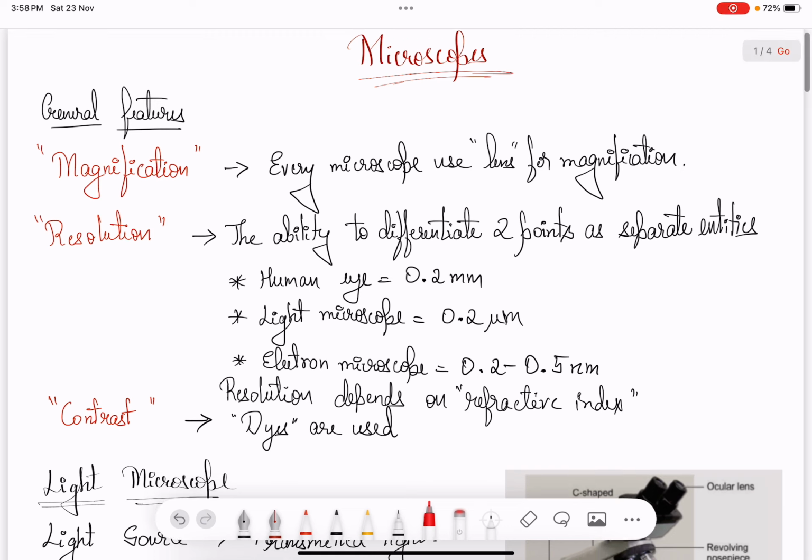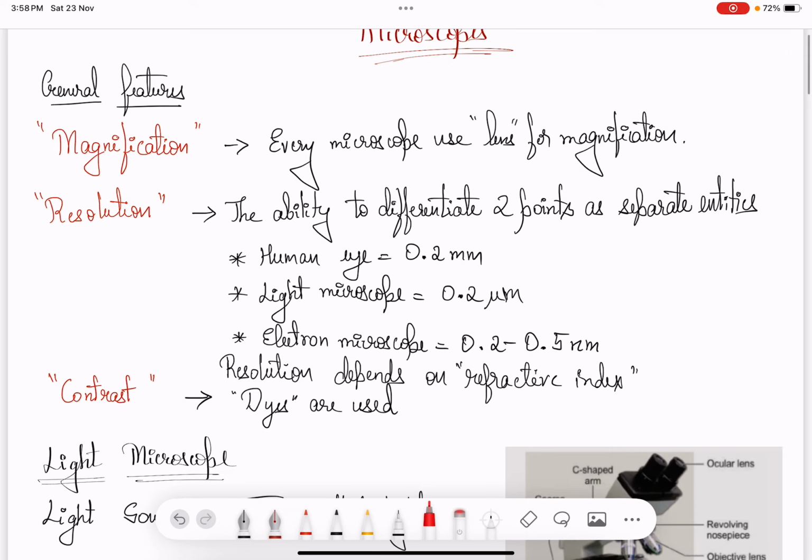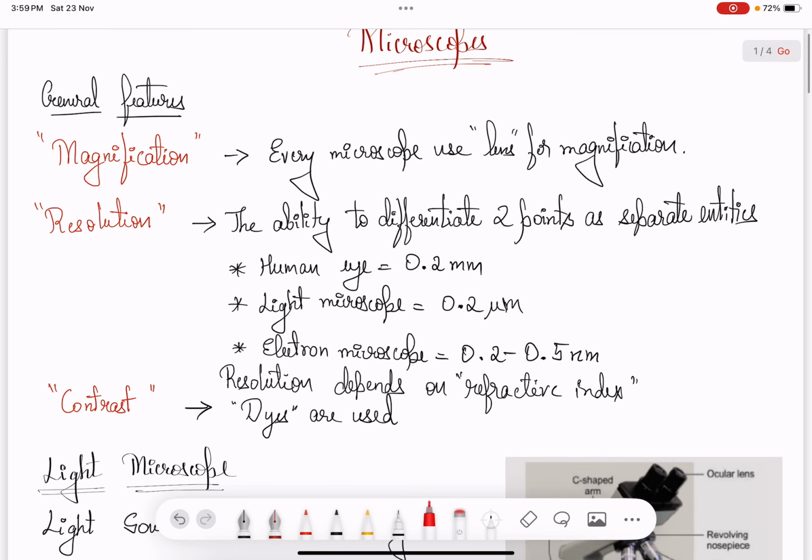So coming into the general features of microscope. Now there are three main general properties of microscope. Why is it used? Microscope is used for magnification. How is the organism magnified? The property of magnification is achieved by use of lens. So microscope uses lens for magnification. So the first property is clear. Every microscope uses lens for magnification.